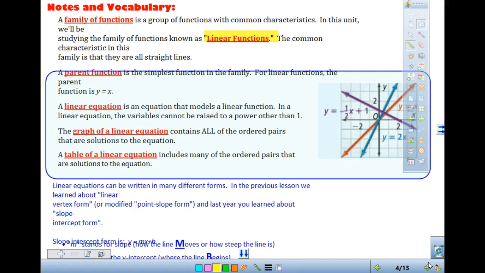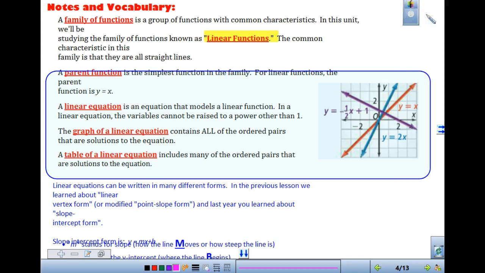Family functions is a group of functions with common characteristics. In this unit, we will be studying family functions known as linear functions. A common characteristic in this family is that they are straight lines. So all of ours are going to be straight lines. The next thing they tell us is that the simplest function is our function y equals x, so that's going to be our parent function.